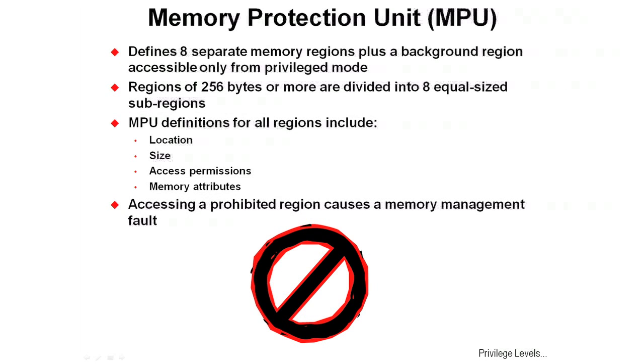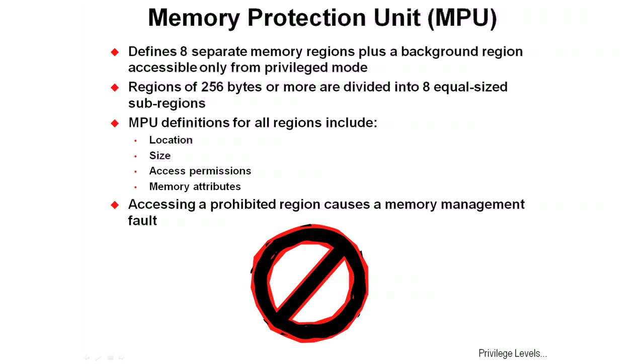The memory protection unit defines 8 separate memory regions plus a background region that's accessible only from privilege mode. These regions of 256 bytes or more get divided into 8 equal-sized subregions. You can set up the definitions for every one of those regions, including the location of the region, the size of the region.